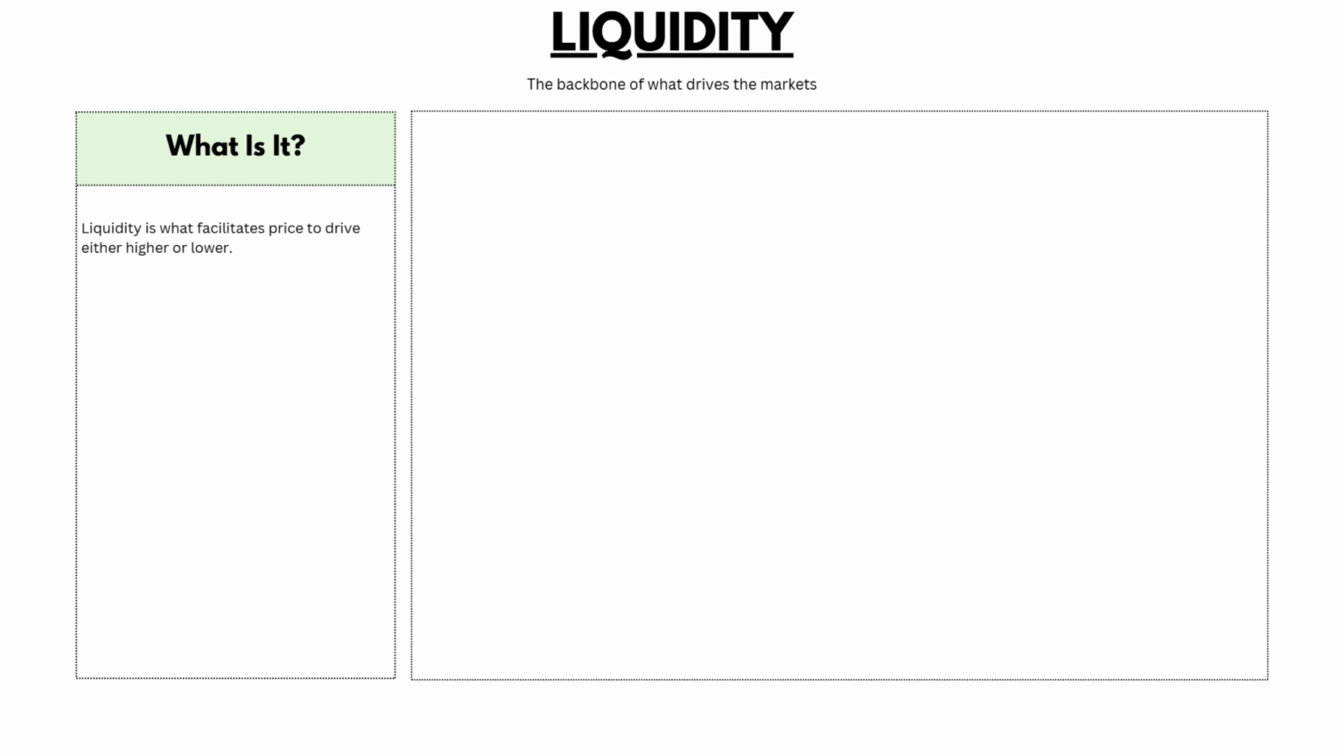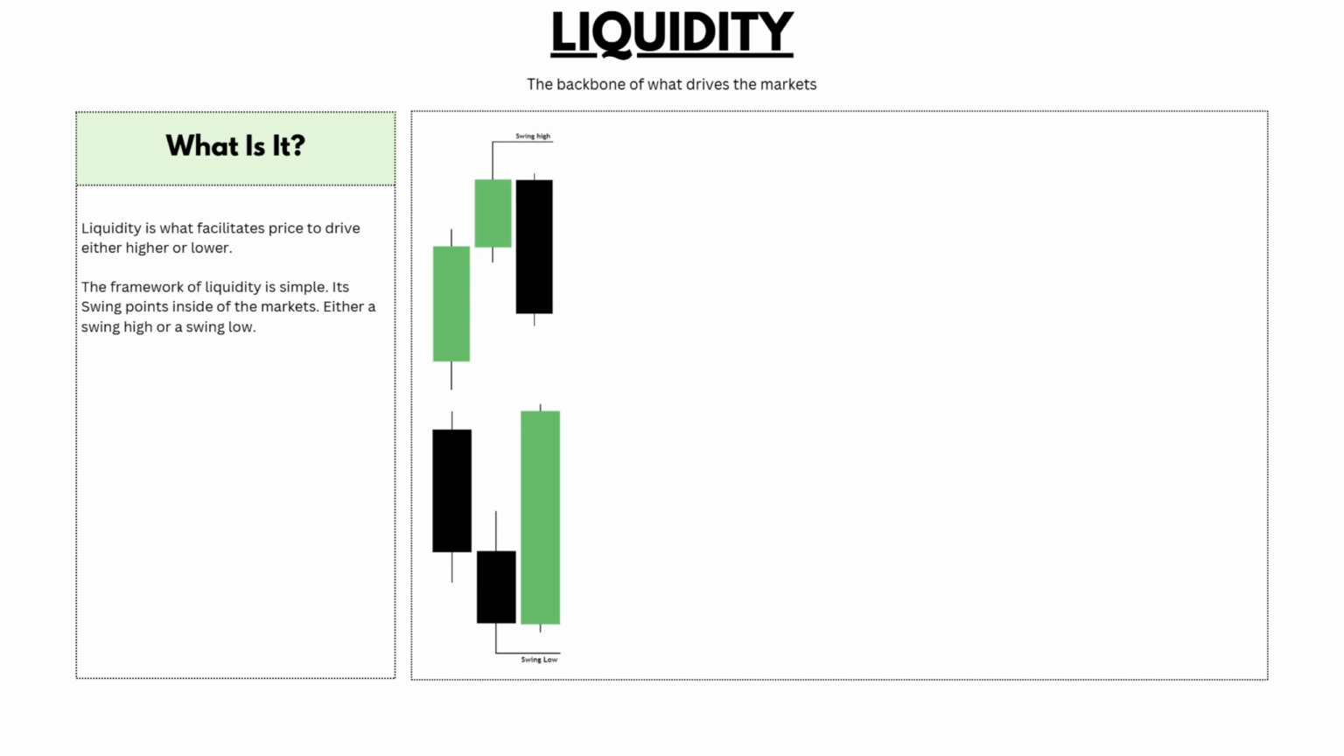Liquidity is the backbone of what drives the markets. It facilitates whether price is going to drive higher or lower. And the framework of liquidity is very simple. It's identifying the different swing points inside the markets, from a swing high to a swing low.